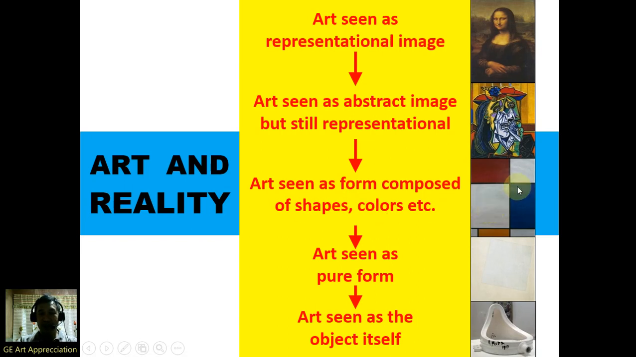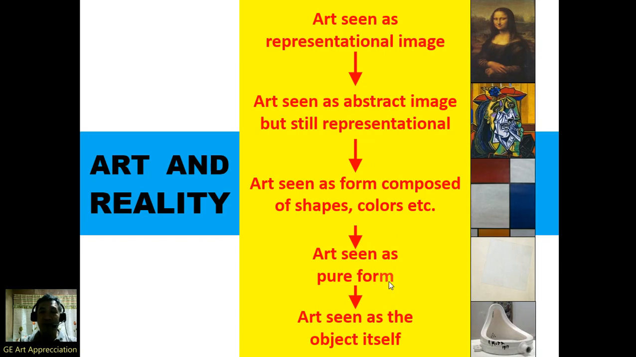Number 3, art seen as form composed of shapes, colors, etc. So here, the composition of red, yellow, and blue. So it is composed of shapes, colors, etc. Number 4, art seen as pure form. Pure form kasi you can only see the color white. The color white on white. So it is pure form.